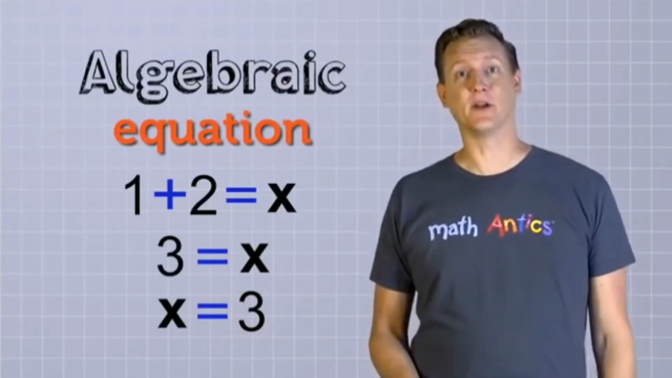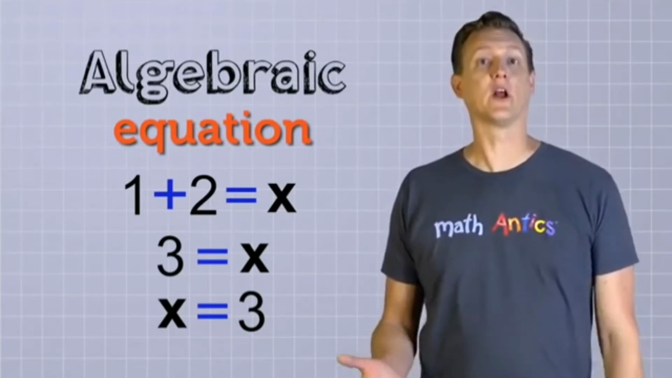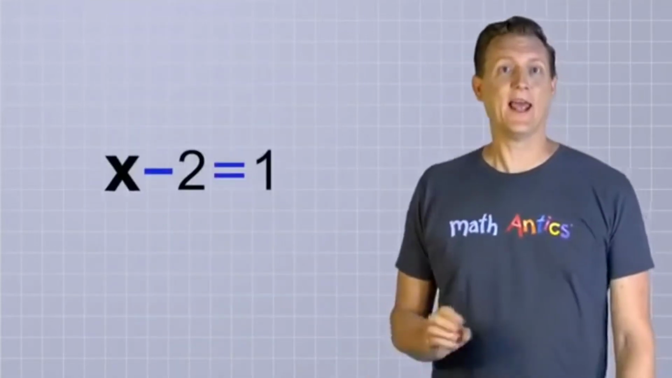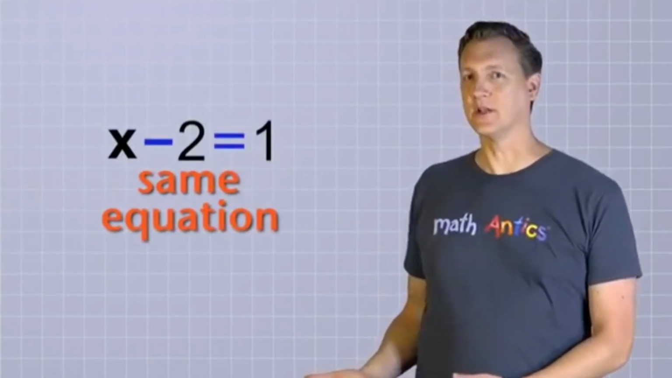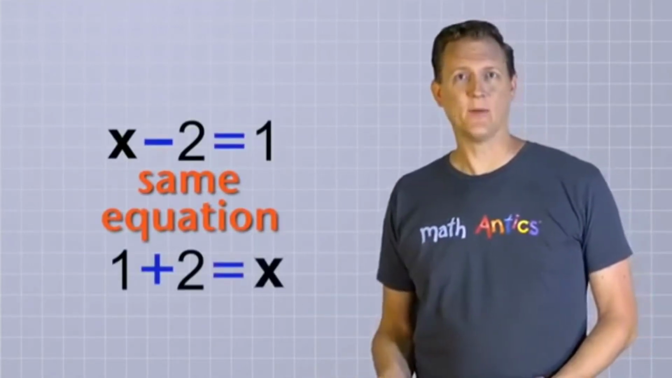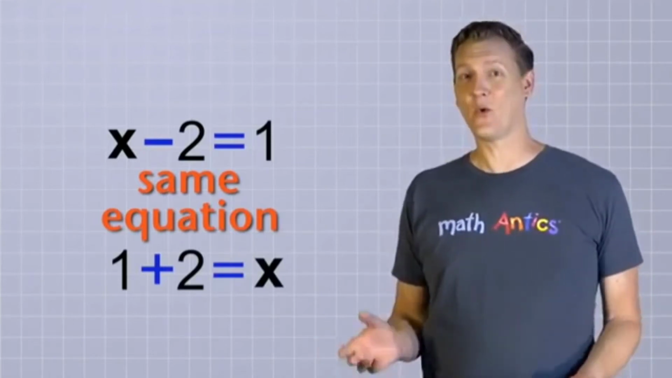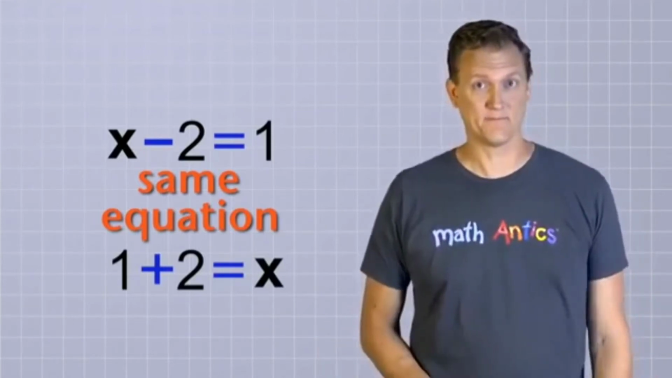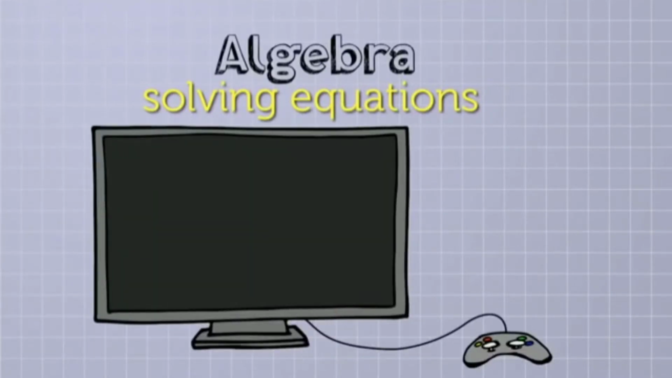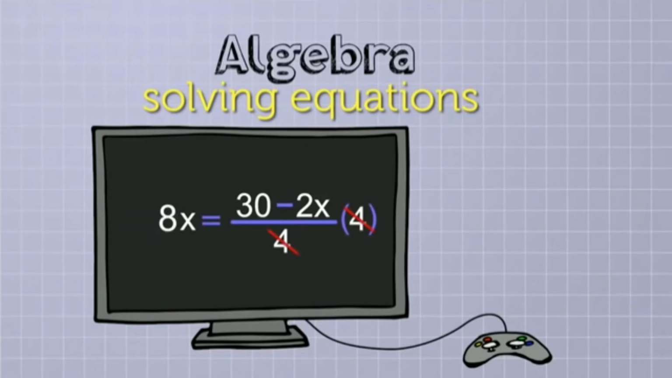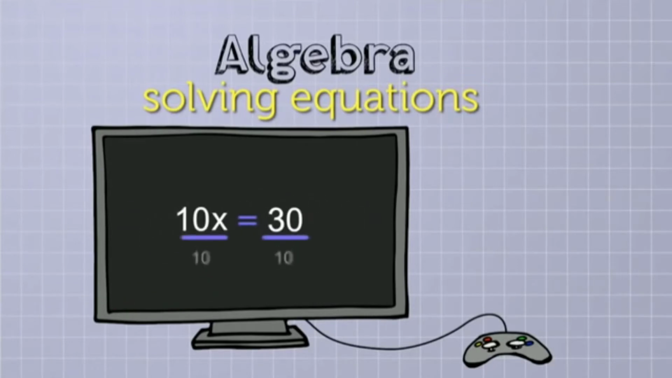And that's why in algebra, you're usually given an equation in a more complicated form, like this: X minus 2 equals 1. This is exactly the same equation as 1 plus 2 equals X, but it's been rearranged so that it's not quite as easy to tell what X is. So in algebra, solving equations is a lot like a game where you're given mixed up, complicated equations, and it's your job to simplify them and rearrange them until they're nice simple equations, like X equals 3, where it's easy to tell what the unknown values are.